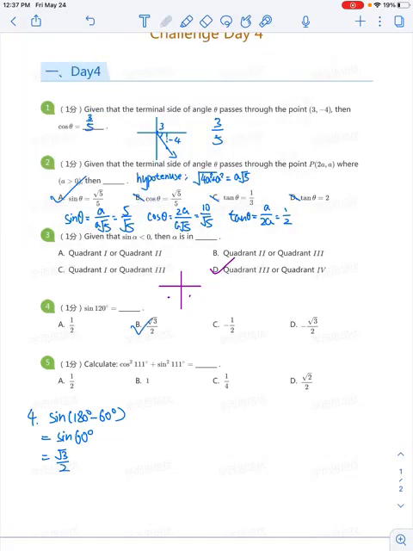And for problem 5 here, we are told to evaluate this function. We have cosine squared of 111 degrees plus sine squared of 111 degrees. Even though we are not able to evaluate these two cosine and sine functions by hand, we can apply the Pythagorean identity. We know that cosine squared of the angle theta plus sine squared of the same angle theta is always equal to 1. So we can see that it's going to be the answer choice B.